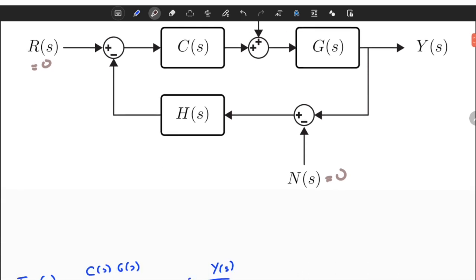R is equal to 0, it's the same, but n is not equal to 0 in this case. Okay, let's find the transfer function. So what is the signal? We know that it's equal to y of s minus n of s. So what is this signal?